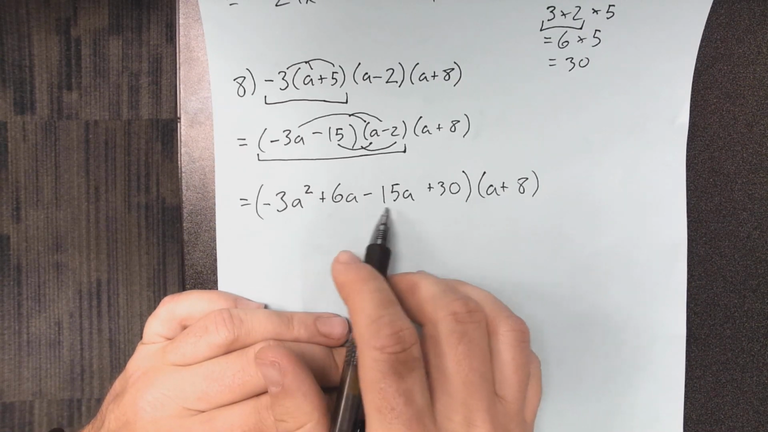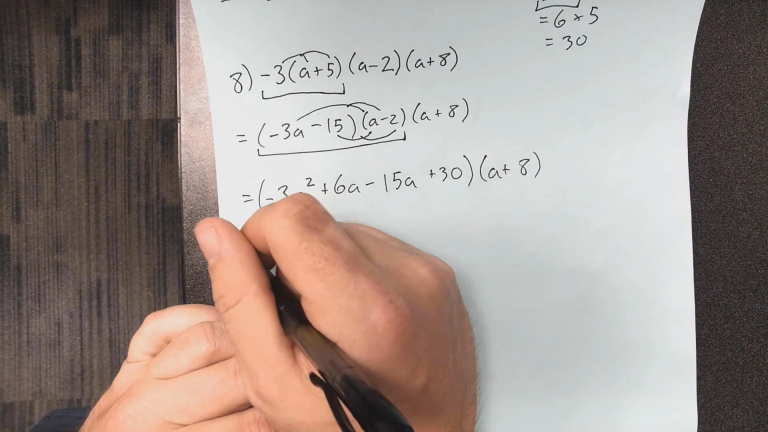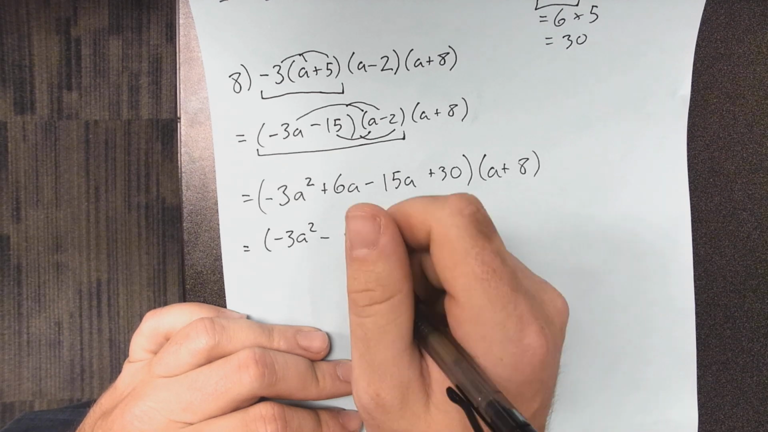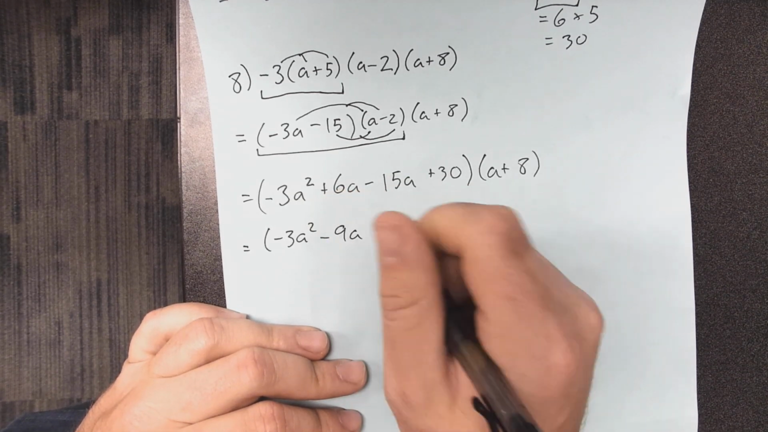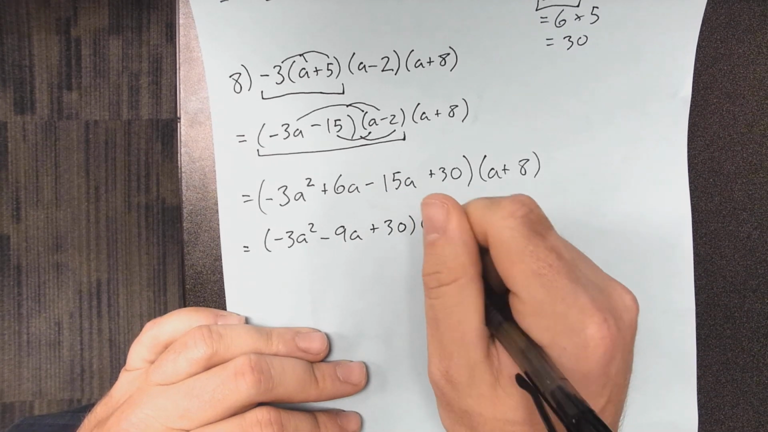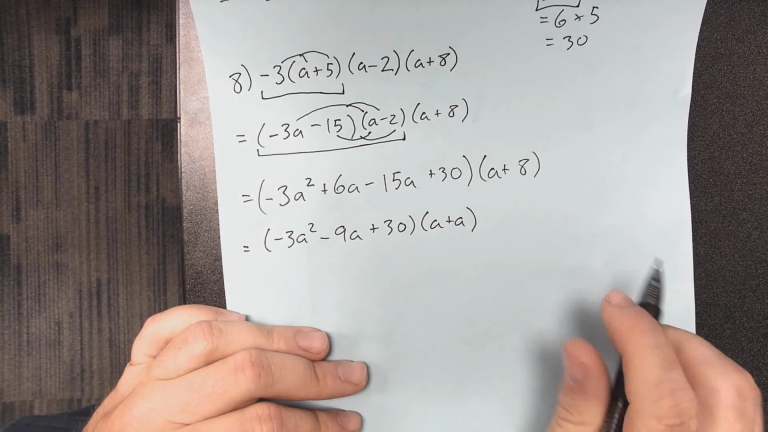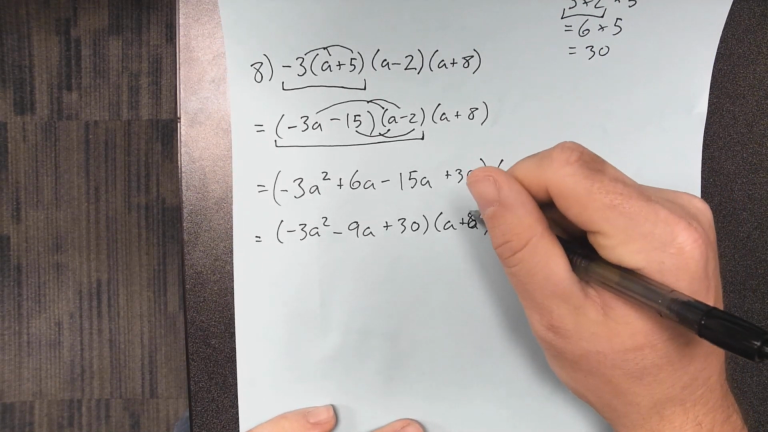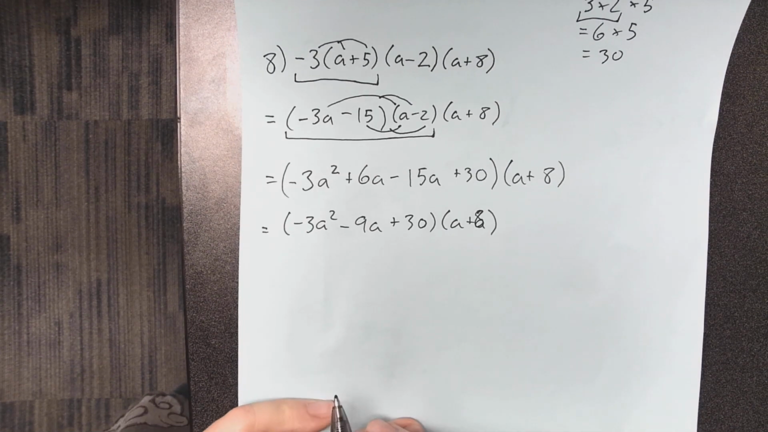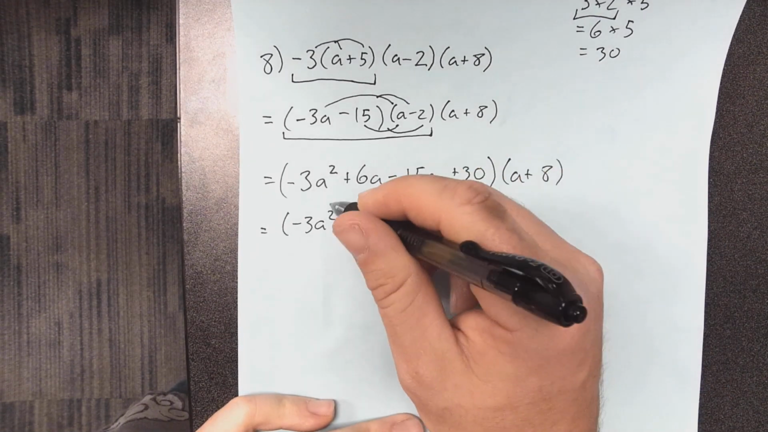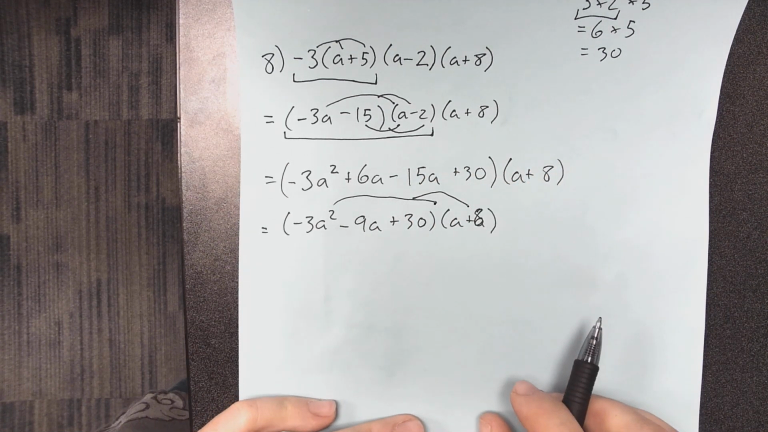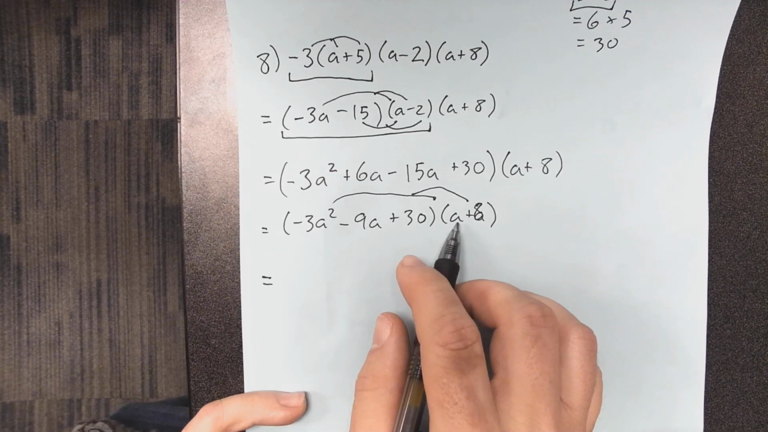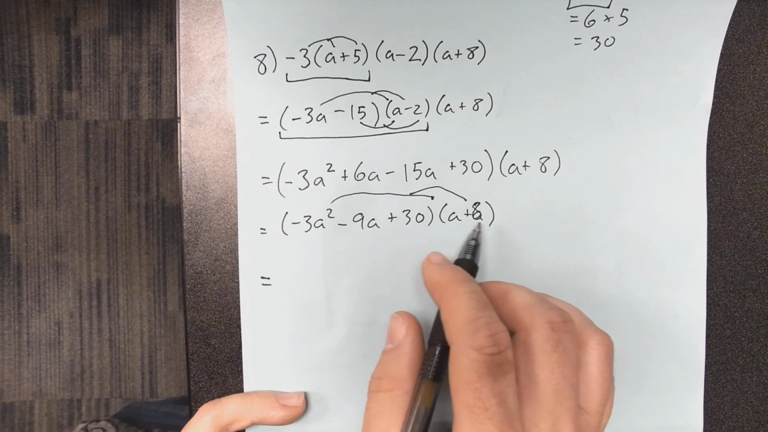Now before we proceed, we can simplify these. We can combine these two, 6a minus 15a, and combine that to minus 9a plus 30, times a plus a, or a plus 8, sorry. That's an 8 right there. And then go ahead and distribute. We've got to distribute the negative 3a squared to everything. So negative 3a squared times a. We've got to distribute that multiplication to all terms in the other factor.